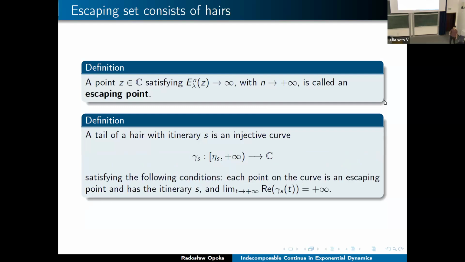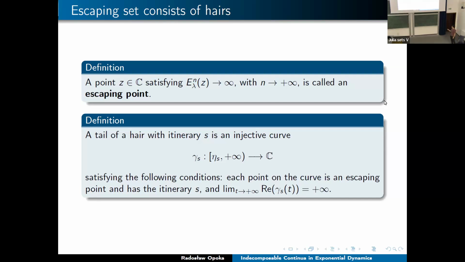We call the points which tend to infinity escaping points. Okay, and now we define a tail of a hair. A tail of a hair is a curve in the complex plane, indexed by itineraries S, and this curve must satisfy 3 conditions.